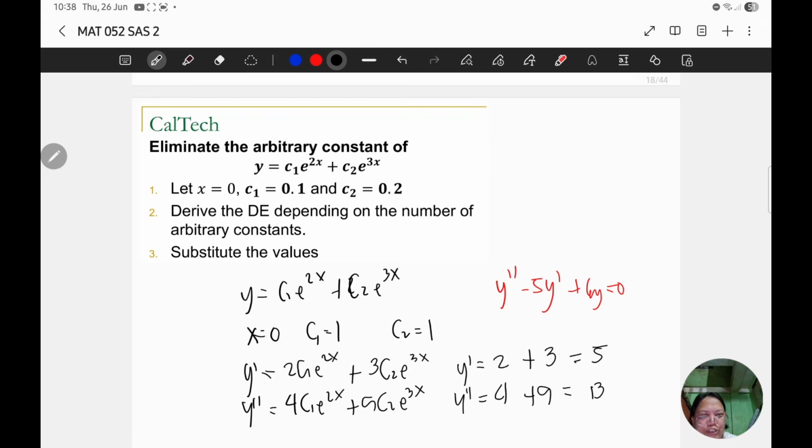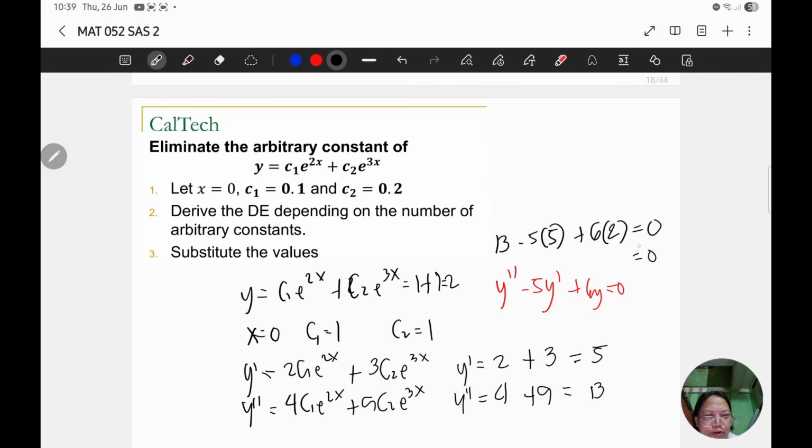Then, you replace y double prime. So, y double prime is 13, right? Minus 5 times y prime. The value is 5. Plus 6 times y. We did not get the y yet. So, e to the 2x, x is 0. 0 times 2 is 0. E to the 0 is 1. 1 times c1, c1 is 1. 1 times 1 is 1. Plus, e to the 3x is 1. 1 times c2, c2 is 1. So, 1 plus 1 is 2. So, our y is 2. So, 6 times 2. The result here must be equal to 0.